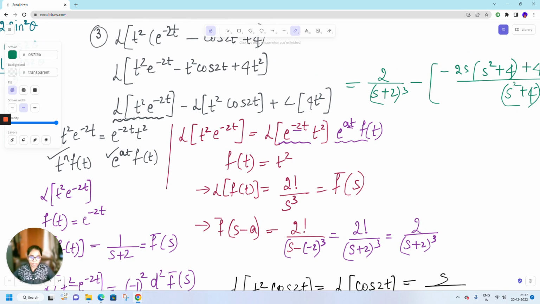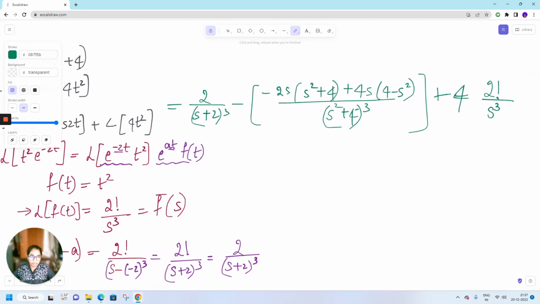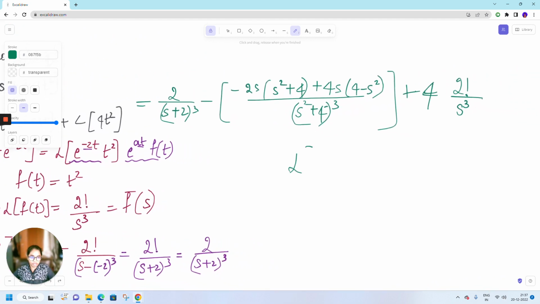The third Laplace was direct, right? We have only Laplace of t square. For Laplace of t square, we have a direct formula. That is Laplace of t power n. What is Laplace of t power n formula? Laplace of t power n is n factorial divided by s to the power n plus 1. So in place of n I had 2.